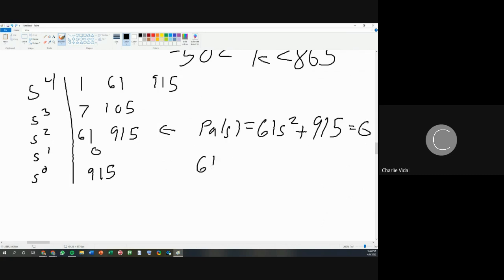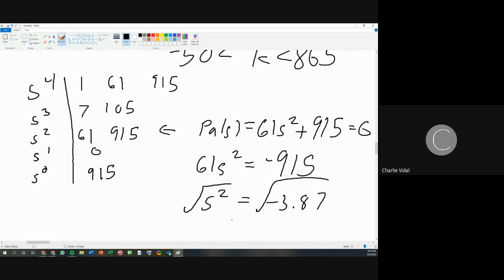It becomes 61 S squared is equal to negative 915. And then you divide by 61. So that becomes negative 15, and then you take the square root. So this becomes S is equal to plus or minus J 3.87. Okay. So this is where the lines hit the imaginary axis.